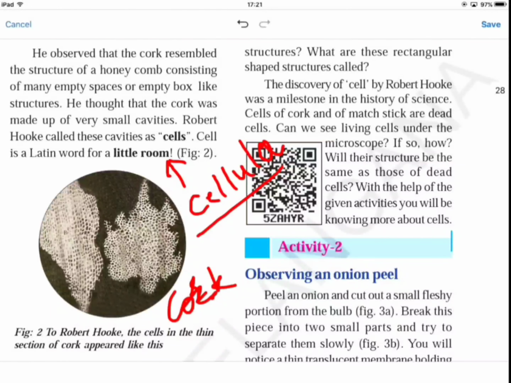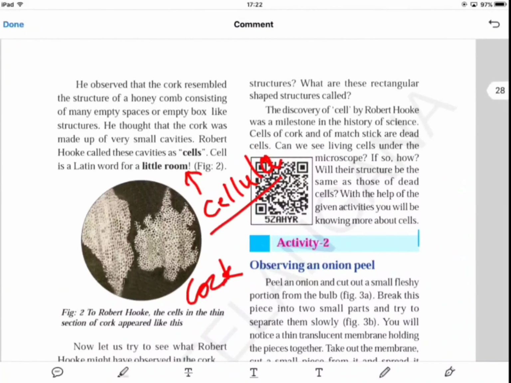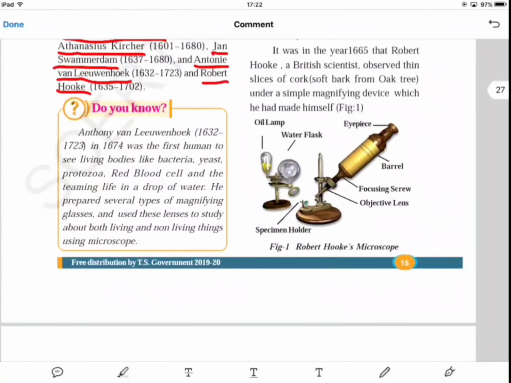But do you think the same will be seen in living tissue? No, it will not be empty if you observe a living tissue. When Robert Hooke observed these empty spaces in the dead tissue, that is cork of the oak tree, he called those empty spaces cells, which has its origin in the Latin word cellula, which means an empty space.